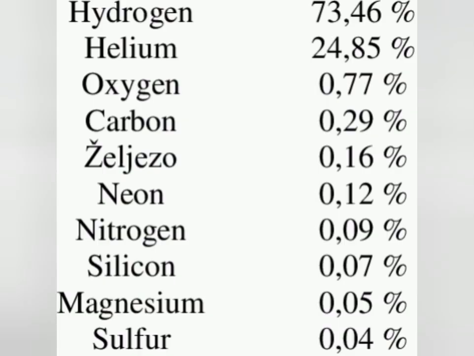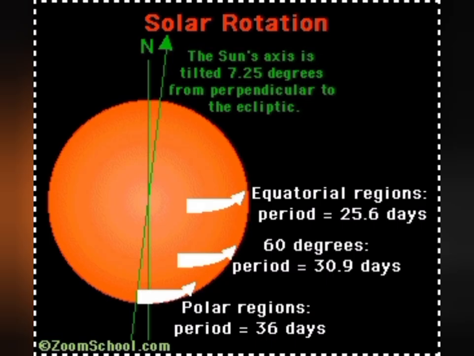If you see the composition of the sun, about 73% of the sun's mass is composed of hydrogen and 25% is helium. That means 98% of the sun is hydrogen and helium, and other gases such as carbon, oxygen, nitrogen constitute only 2% of the total composition of the sun. The Sun rotates on its axis in a counterclockwise direction.